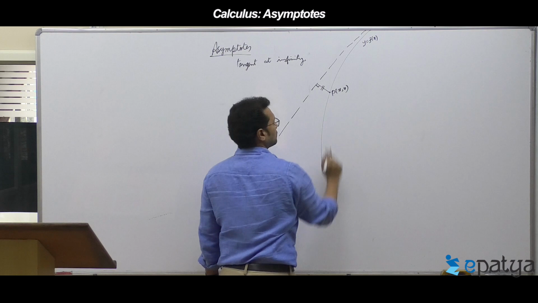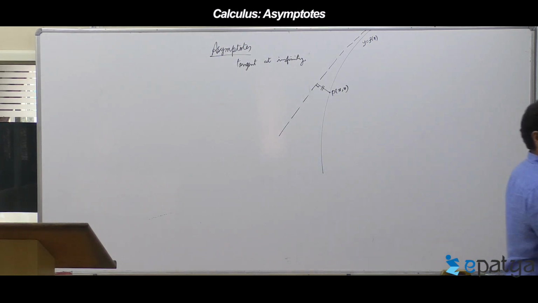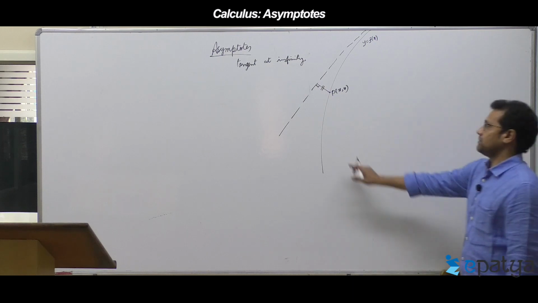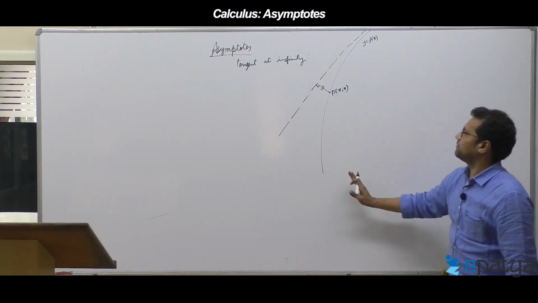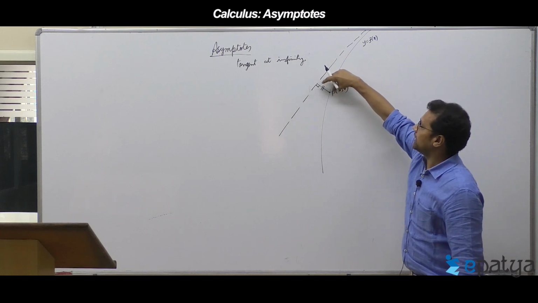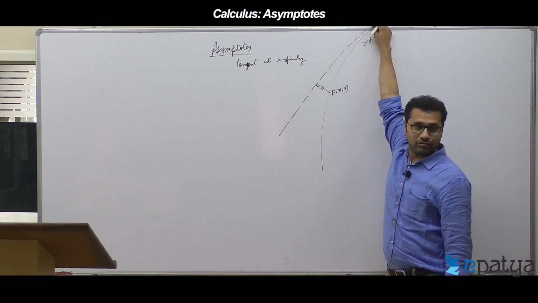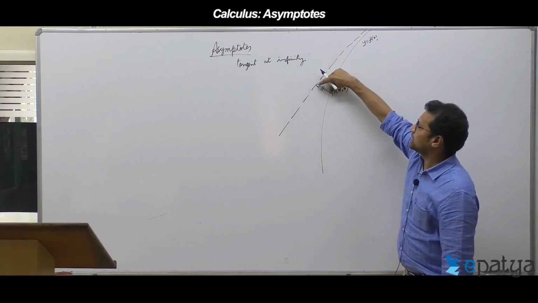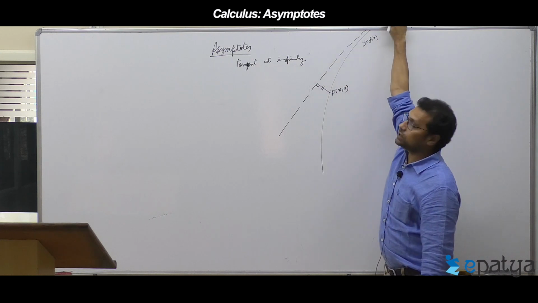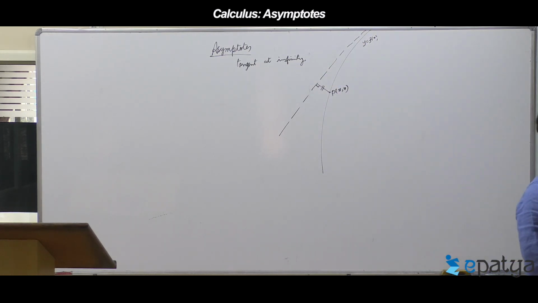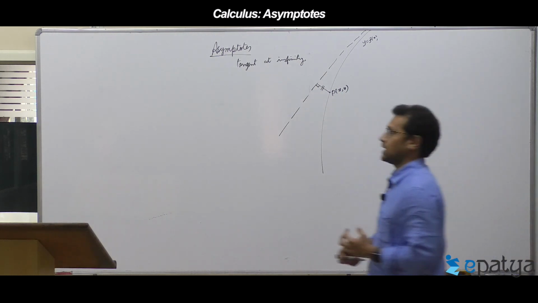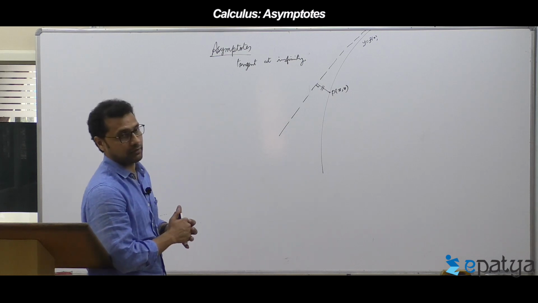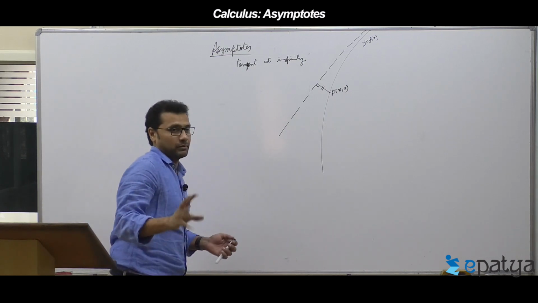If I consider the length of that perpendicular from a point P, x comma y onto the straight line, as x tends to infinity and y tends to infinity, if this length tends to 0, it means that the straight line touches my curve y equal to f of x at infinity. We call such tangents at infinity asymptotes. Clear? Now, there are different types of asymptotes.